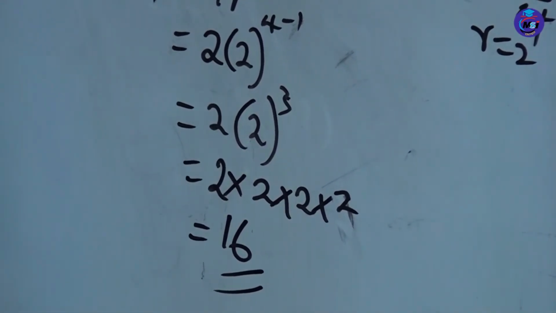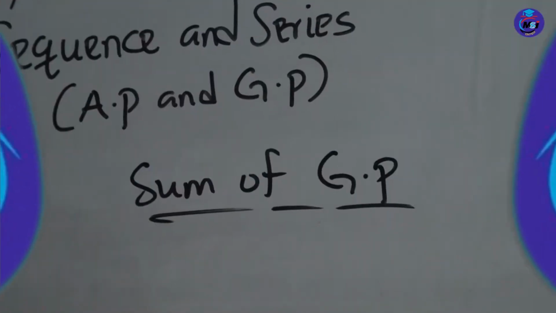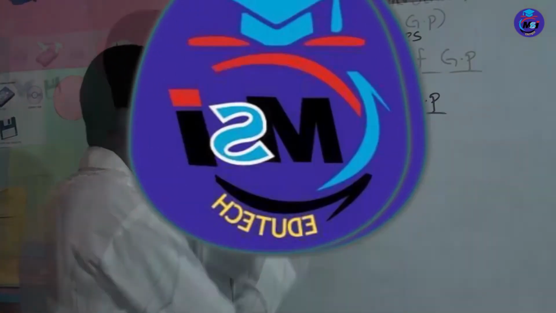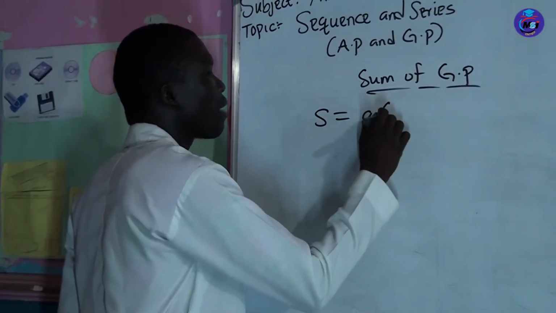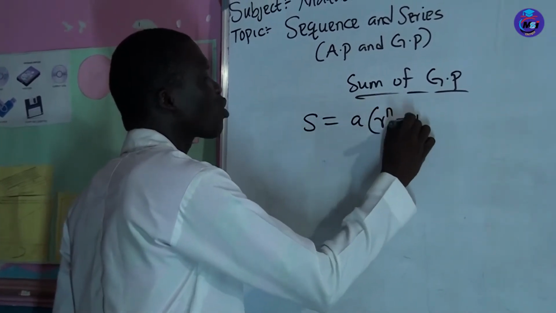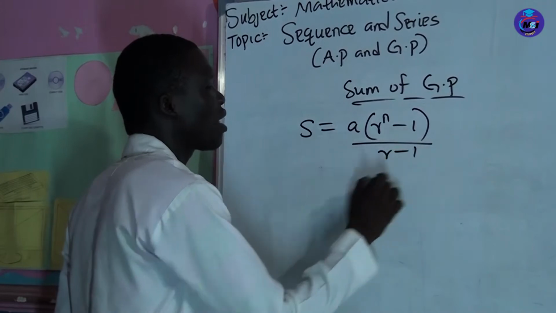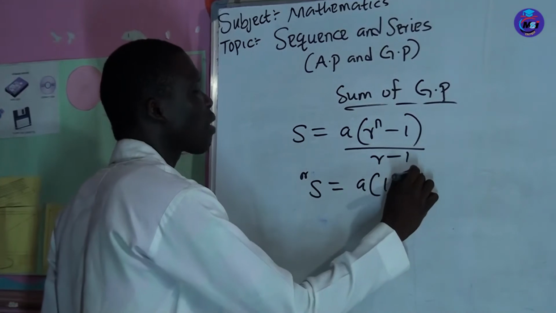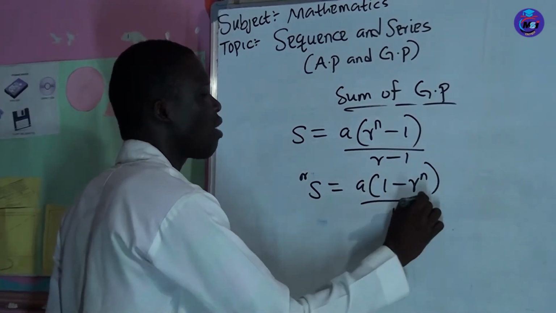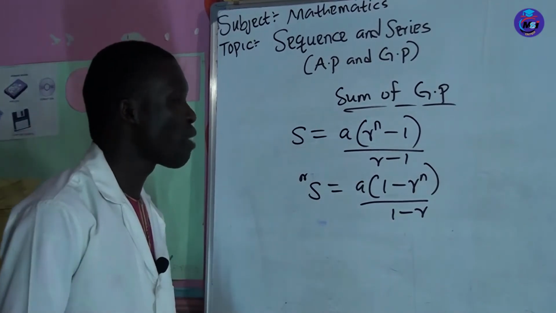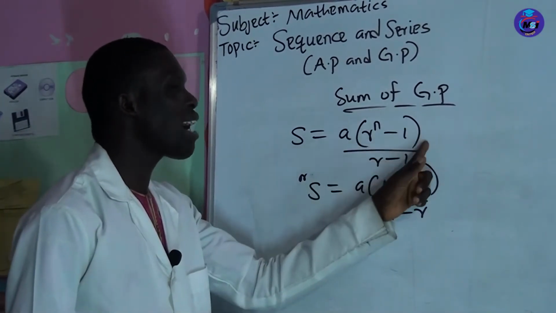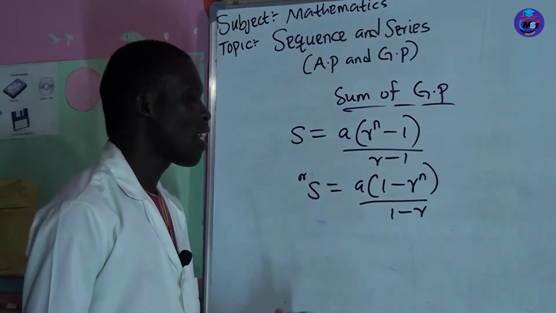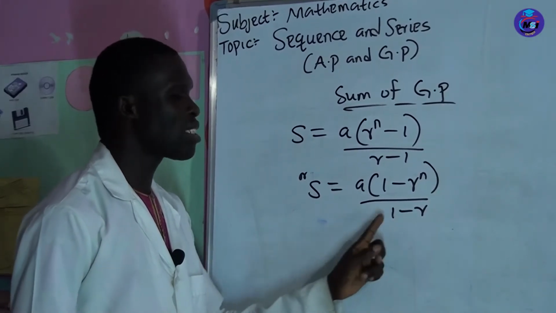Now, let me give you another formula we use in GP. Okay, class, we want to look at the sum of GP, and we have 2 formulas. Number 1, S equals A bracket R raised to power N minus 1, over R minus 1. Then the second one, S equals A bracket 1 minus R raised to power N, over 1 minus R. So these are the 2 formulas we are going to use. Number 1, we use this when R is greater than 1, and we use this when R is less than 1.